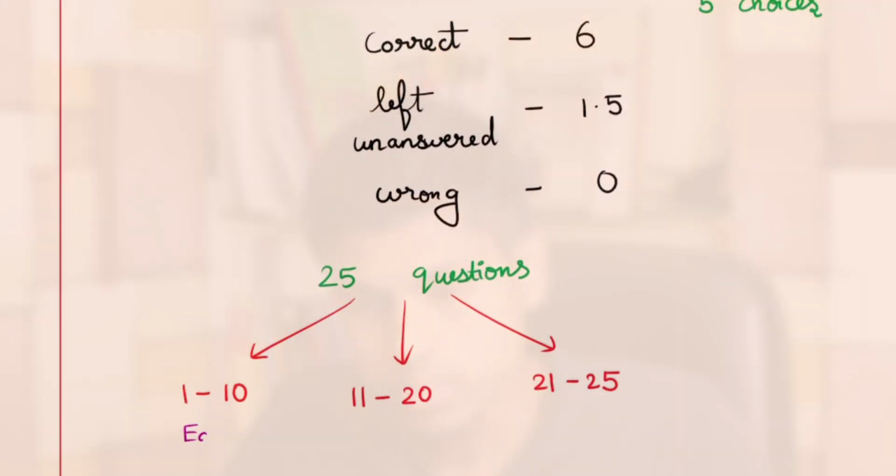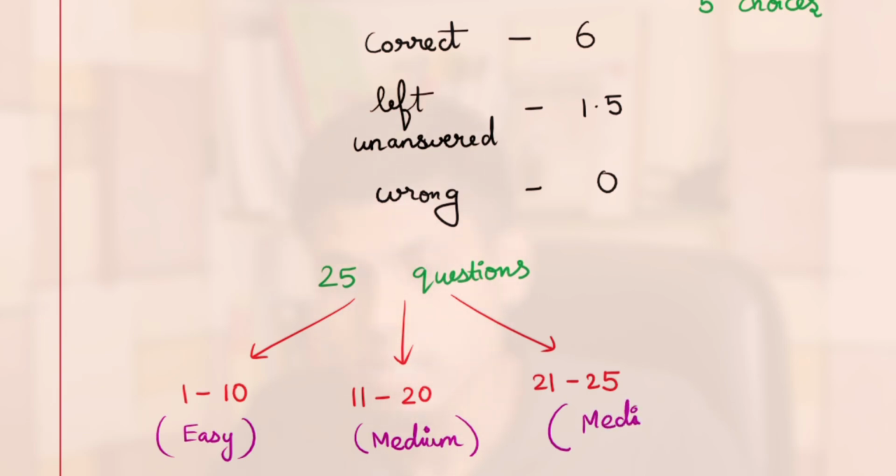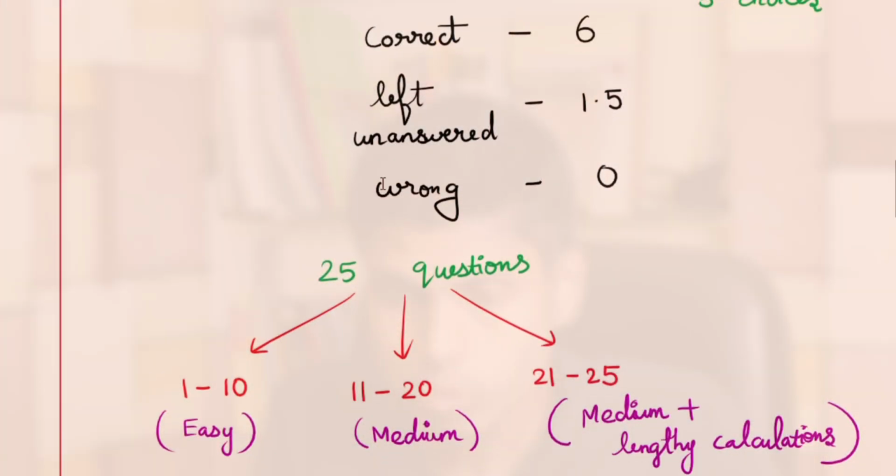10, 10, 5. The difficulty increases as you move from one section to the other, and the question number is increasing. So for example, 1 to 10 has easy questions. 11 to 20 has medium questions. 21 to 25 are medium level, but the calculations are lengthier. They have long calculations, but conceptually, if you are able to break it, sometimes you can find the shortcut to reach the result. So that is an important point.